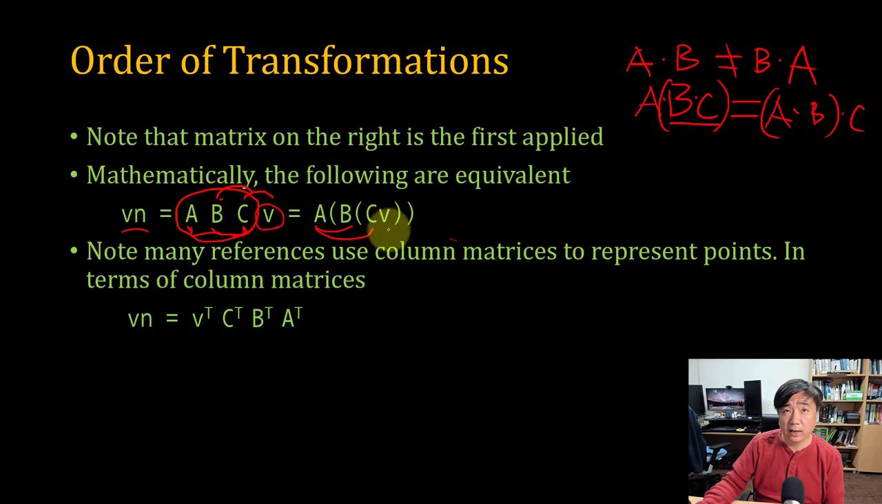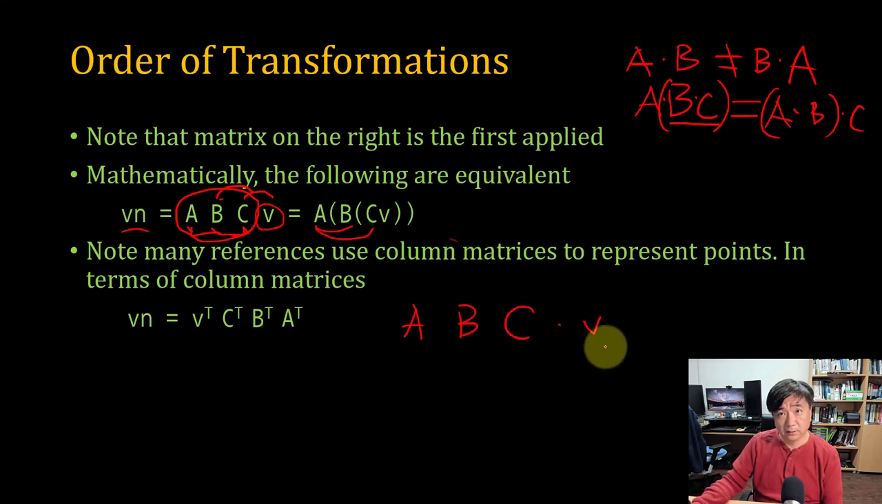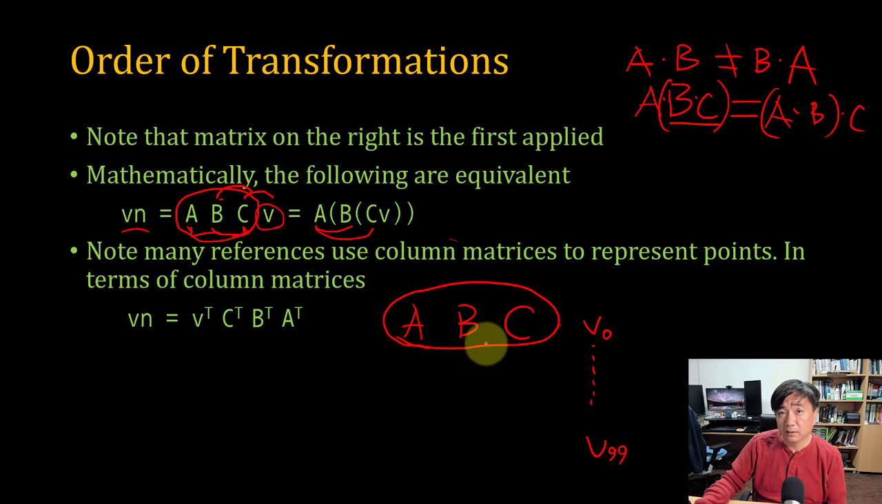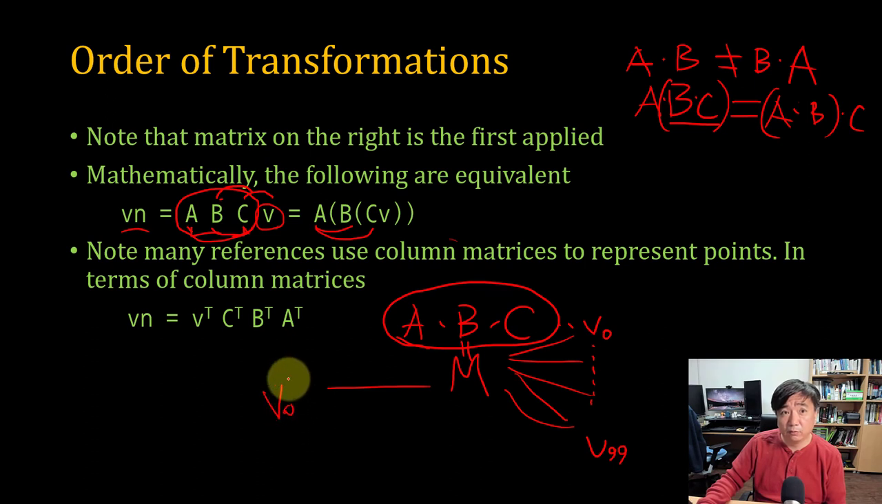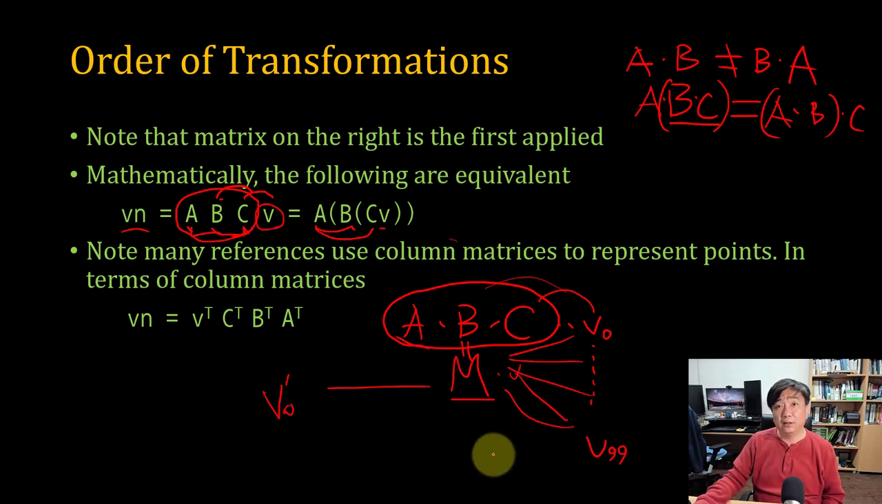Let's assume that we have A, B, C transformations and vertices, V0 to V99, so there are 100 vertices. If we calculate M in advance, then we can multiply with one single matrix, and we can get 100 new vertices with just one matrix multiplication per vector. But think about it. In the other case, we calculate it separately. It looks idiotic. It is a very stupid thing.